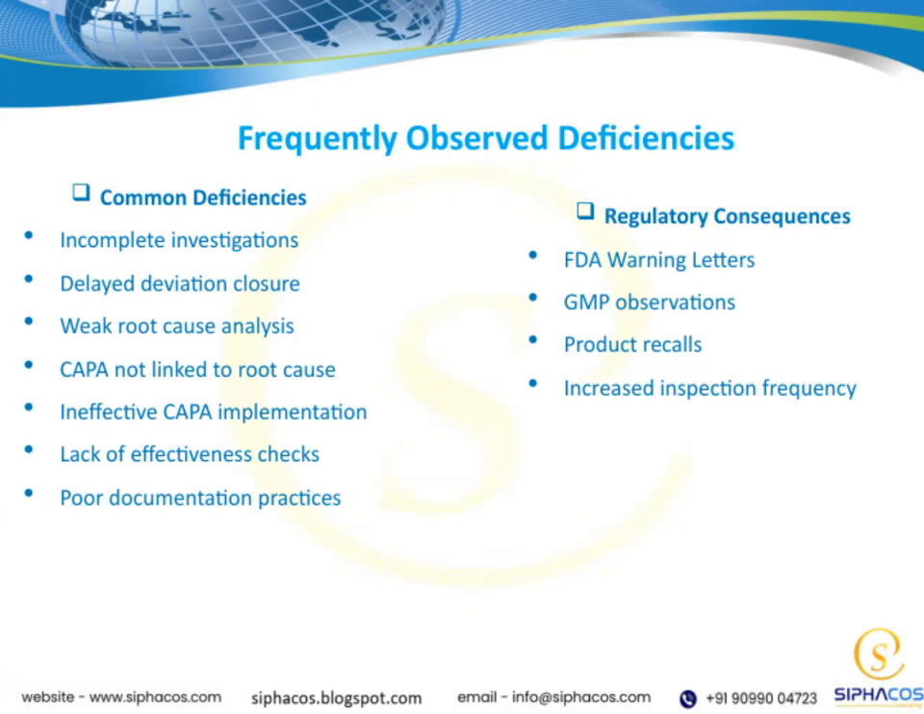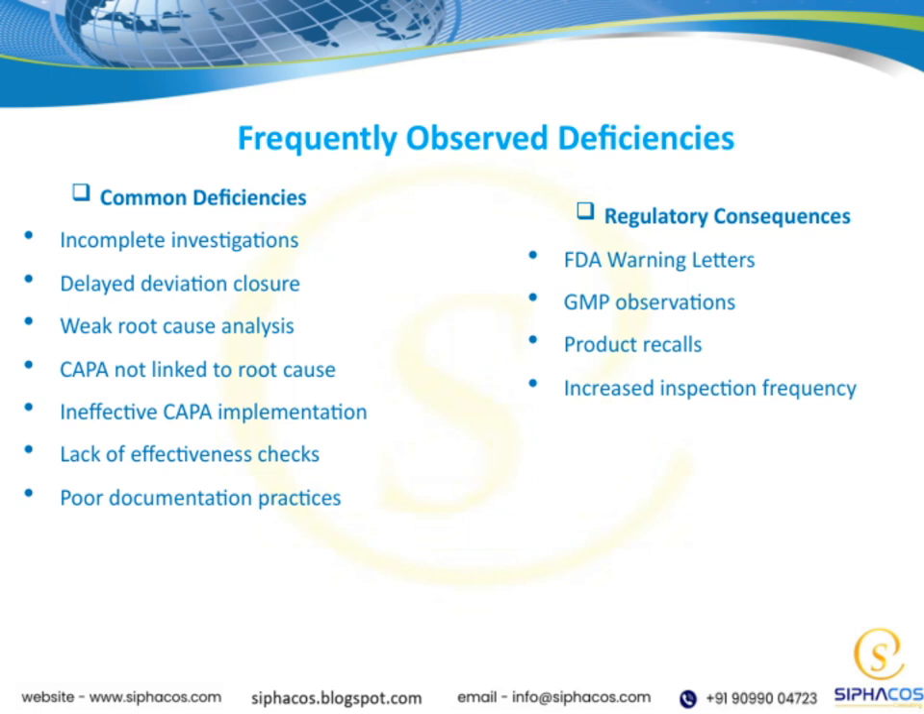Let's talk about some of the regulatory consequences that companies can face if they fall short of compliance. One of the most serious is receiving FDA warning letters, which directly highlight violations and require prompt corrective action. Alongside that, GMP observations often point out deviations from good manufacturing practices, which can lead to further scrutiny. In severe cases, products may need to be recalled to protect consumers. Additionally, regulatory agencies tend to increase inspection frequency for organizations with ongoing issues, making compliance even more critical.